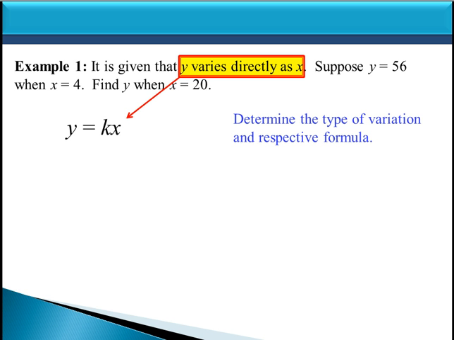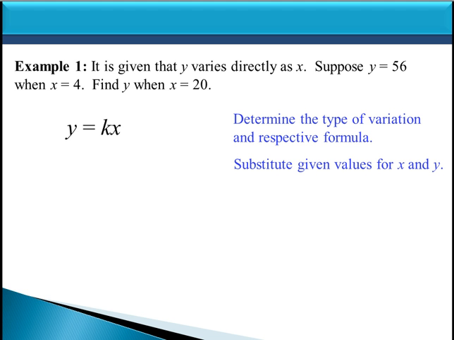So now we have our formula, and we're going to use the value of y and x that we're told go together in the problem, which are the 56 for y and the x is 4. So that's because it says y is 56 when x equals 4. So we're going to plug 4 in for x and 56 in for y. We're told that those two values go together, and we're going to use that information to find k, because k is a constant. So now we're going to divide both sides by 4 to solve for k, and we get k equals 14.